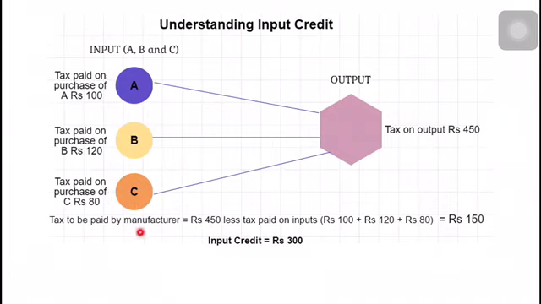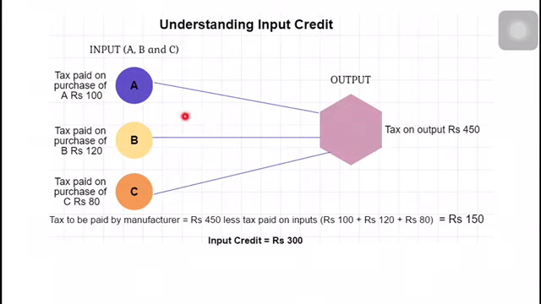So what is the total tax to be paid by the manufacturer, after these taxes are already deducted? For example, the total output is 450, right. The total output is 450. So for this 450 rupees, this is the tax on the total output.